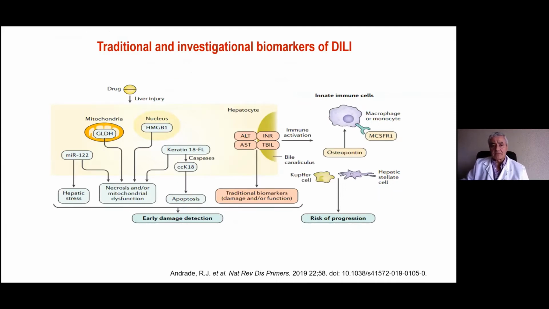Recently, also, a set of investigational biomarkers has been identified, proposed, and validated. These are biomarkers called mechanistic biomarkers because they are able to inform about the presence of necrosis, hepatic stress, apoptosis, or mitochondrial dysfunction, and also immune activation and risk of progression in some of them. But the performance in terms of specificity of these biomarkers as compared with traditional biomarkers, for example, ALT or AST, has been really disappointing, with no real improvement of the specificity of these traditional biomarkers in identifying DILI.